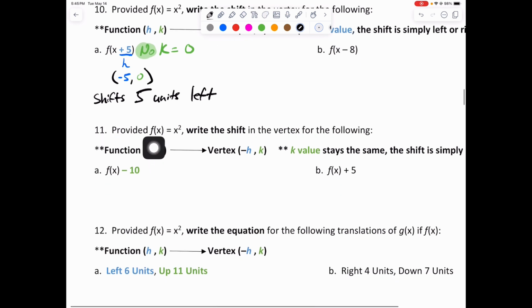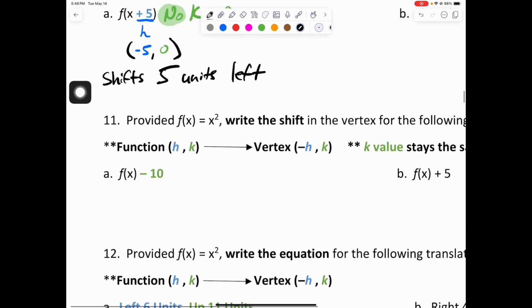All right, number 11, provided f of x equals x squared. Write the shift in the vertex for the following. Now, when we don't have our parentheses like we did above before, yes, that is negative 10, so we don't have an h value. All right, so if we don't have an h value, well, guess what? Again, just like we didn't have the k above, it's simply a 0, followed by k stays the same, which is negative 10. Close it.